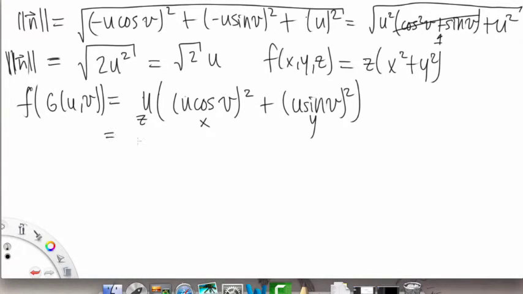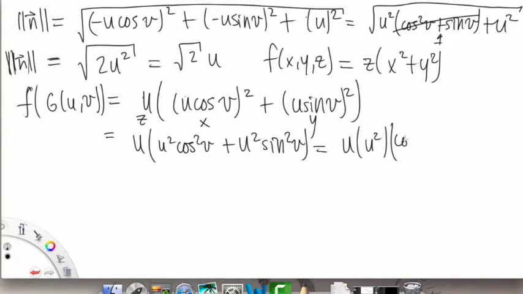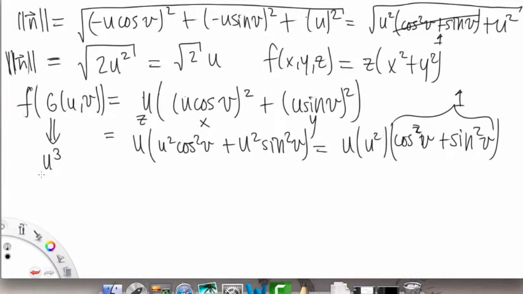So we have u times u squared cosine squared v plus u squared sine squared v. And here you can see we can factor out the u squared, so we get u times u squared times cosine squared v plus sine squared v. And again, the trig identity comes in handy, and that's just 1. So our f of g of u and v is equal to simply u to the third. Alright? So now we can plug everything in because we have all of our tools to use.